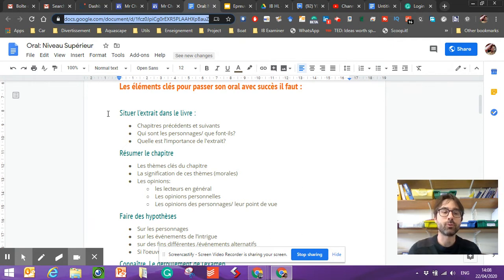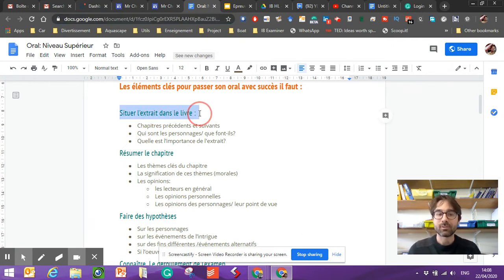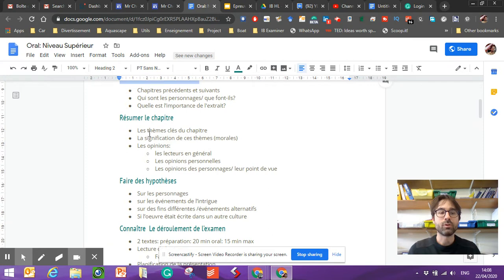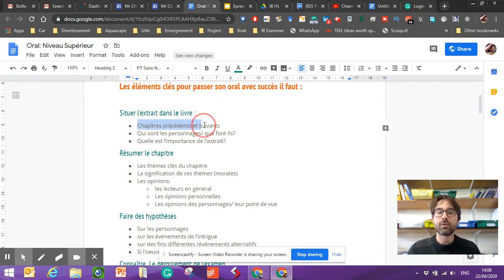So you need to be able to situate the extract in the book, situer l'extrait dans le livre. You need to know the preceding chapter and the following chapters. How does it go? How does it unfold? Qui sont les personnages et que font-ils? What are the characters and what are they doing? What is the importance of the extract in relation to the book? And also, you need to be able to say where the extract takes place, and that's why those things are important.